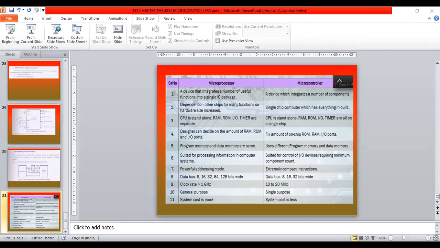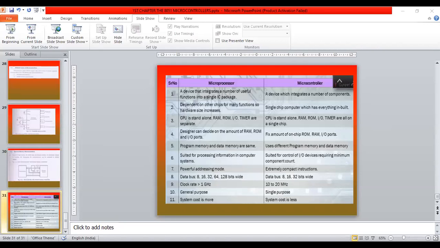Then in case of microprocessor, program memory and data memory are the same. But in case of microcontroller, we use the program memory and data memory as different. Then microprocessor is suited for processing information in computer systems, whereas microcontroller is used for the control of input output devices. And in case of microprocessor, we have powerful addressing modes. And in case of microcontroller, we have compact instructions. In further chapters, we will discuss all the instructions.